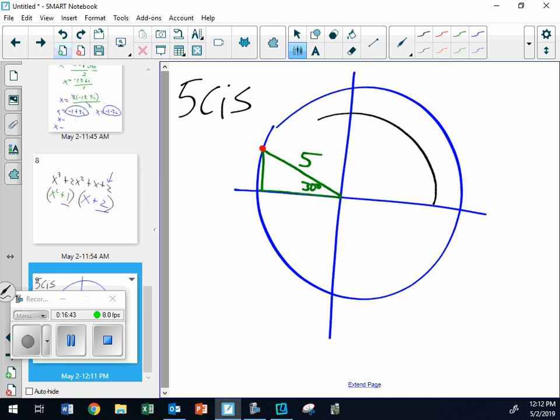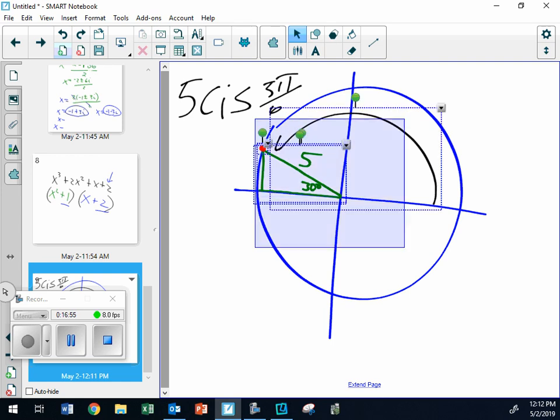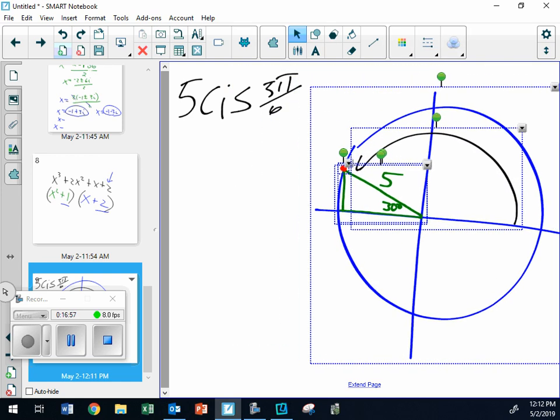Raise your hand if you had 5 pi over 6. Raise your hand if you had that one right. Okay, awesome. It's almost everybody. Then you have 2 choices on how to get your rectangular. You can get your rectangular from the picture. I like that way. It's my favorite way.